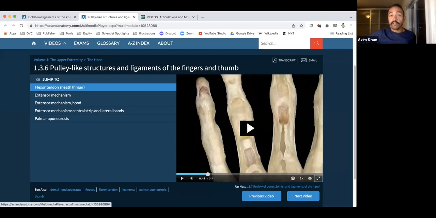In the next video, we'll go over one specific synovial joint in more depth. We'll be going over the knee, the tibiopatellofemoral joint.